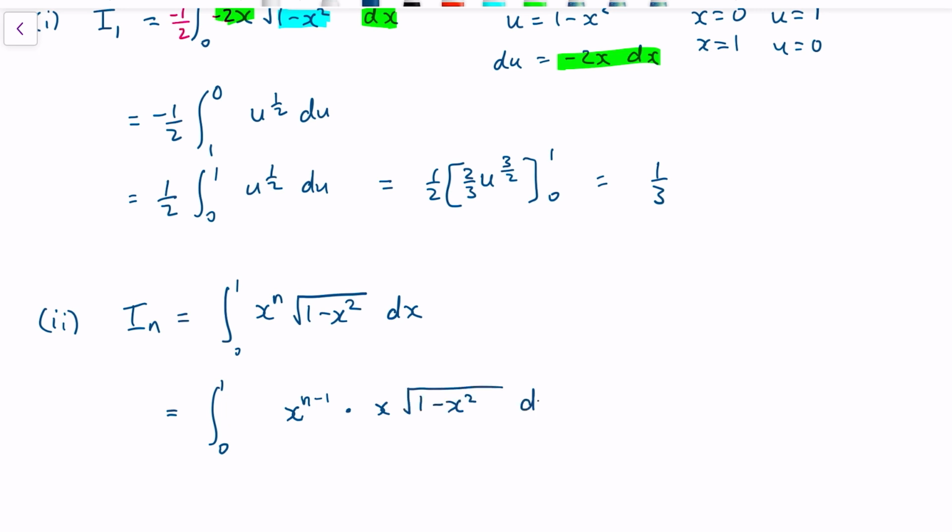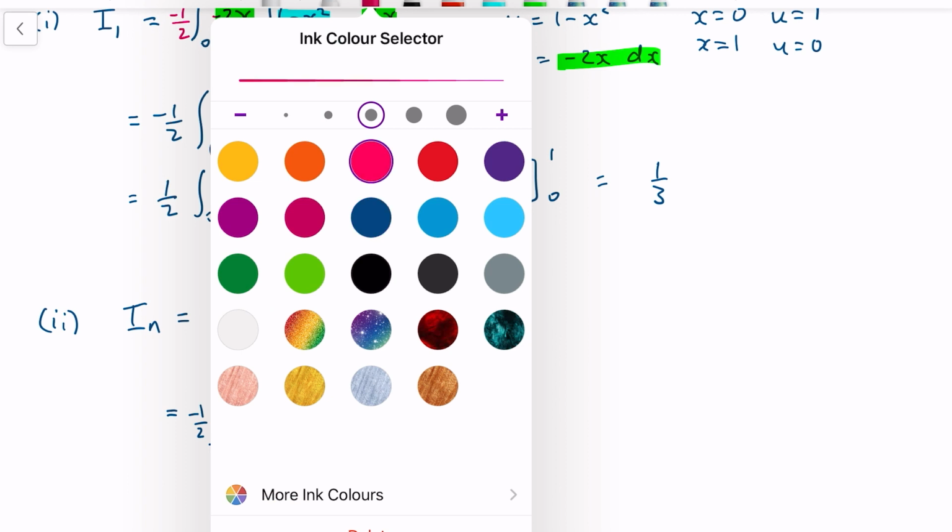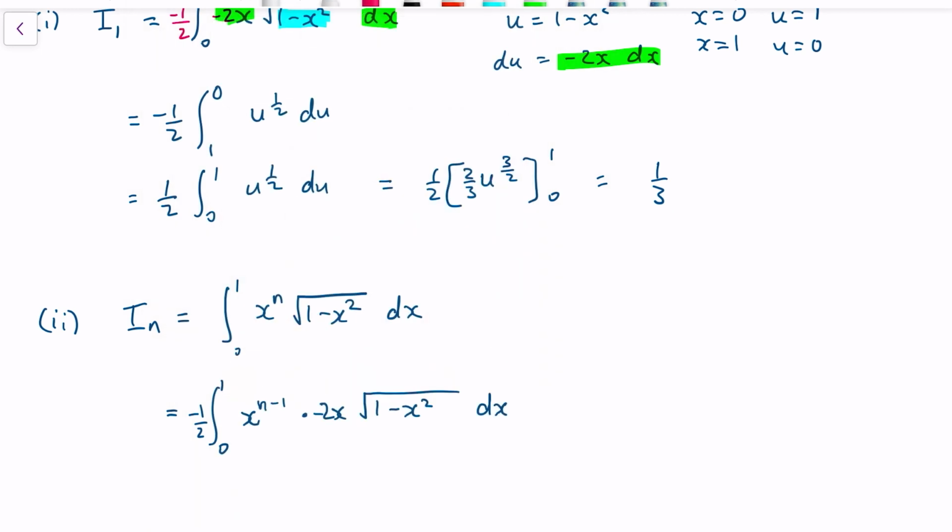1 minus x squared dx. I'm also going to put the minus 2 in like I did earlier, and I don't know why I left a massive gap there. It's going to annoy me, so let's move it across. I put the minus 2 in there, and then I put the minus a half on the outside like I did earlier. And now we've got it perfect for integration by parts, because I'm going to make this here the f, and I'm going to make this here the g dash.